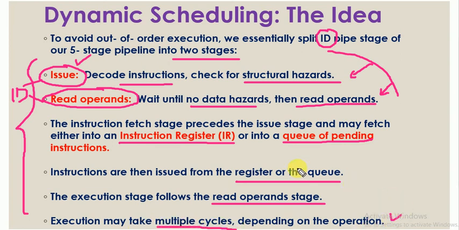So the entire 5-stage architecture is divided as follows. Instruction fetch happens first. Then instruction decode, where there will be issue, then read operands. Then there will be execution, then memory and write back operations. This is the way we make a change to the normal 5-stage pipeline architecture. We are adding two more stages, which are the subparts of the instruction decode stage: issue as well as read operands.